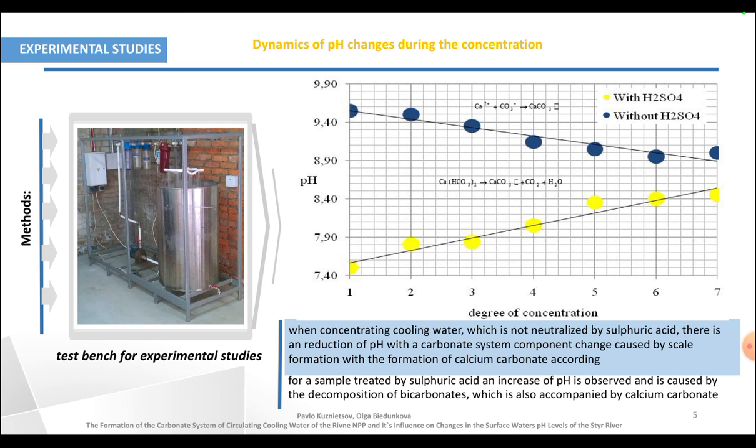During evaporation, in the sample treated with liming and sulfuric acid an increase in pH is observed, and a decrease in the sample without sulfuric acid. The increase and decrease in the pH is caused by a shift in the equilibrium of the components of the carbonate system with formation of calcium carbonate.